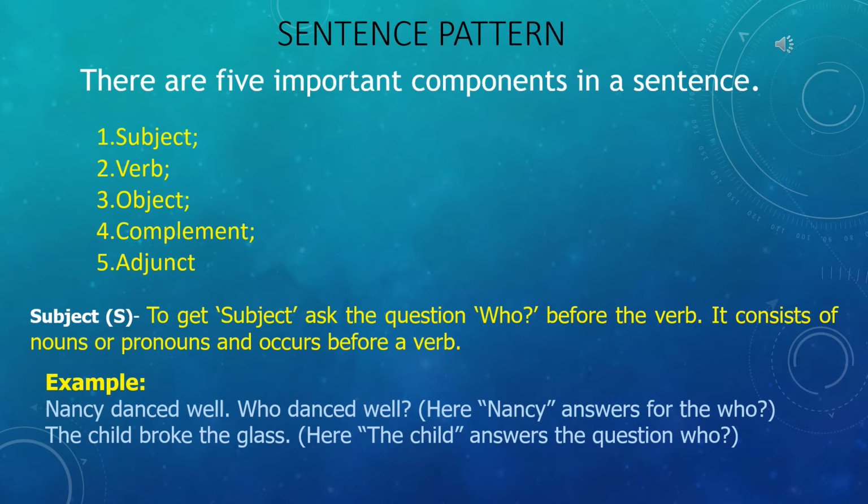Now what is a subject? To find or to get the subject, we should ask the question who before the verb. It consists of nouns or pronouns and occurs before a verb. Now for an example, here we have a sentence. Nancy danced well. Who danced well? Here the word Nancy answers the word who. It is before the verb.